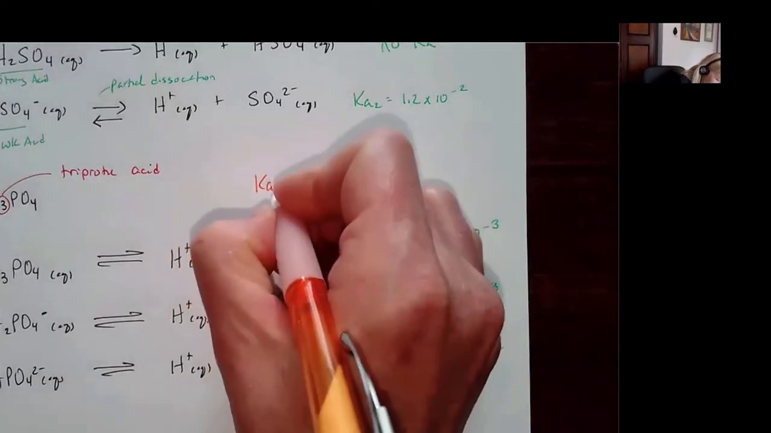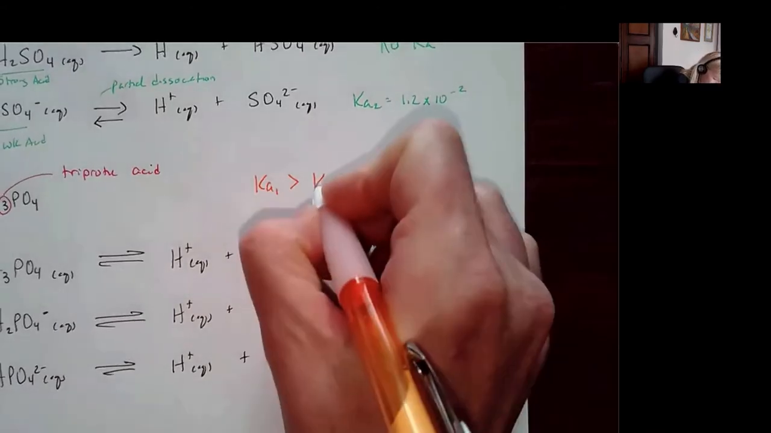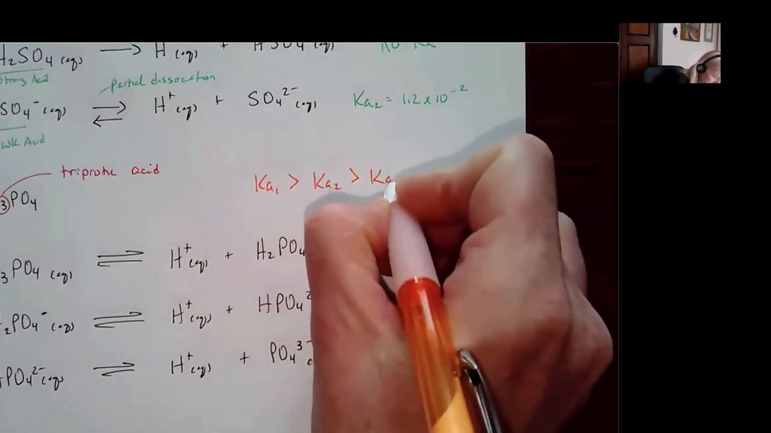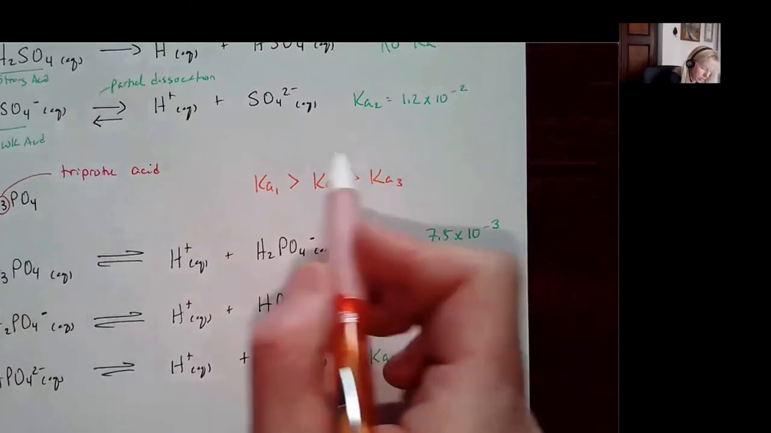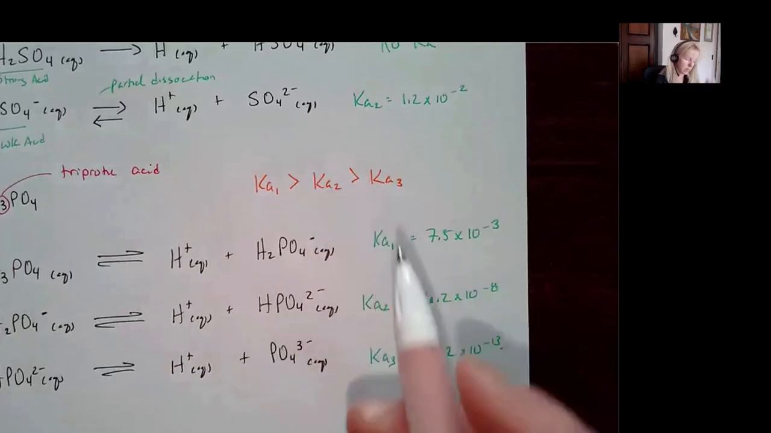So Ka1 is always going to be greater than Ka2, which is always going to be greater than Ka3. If you have a Ka3 scenario, you have to have 3 ionizing hydrogens to come off of here. So this one you can always bet on. The first Ka is always going to be the strongest.